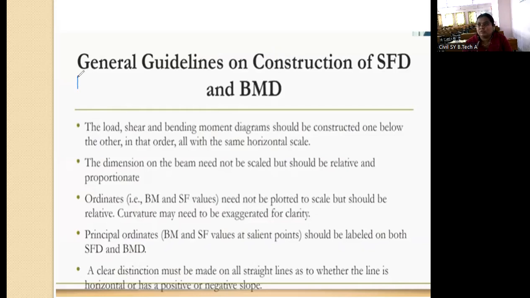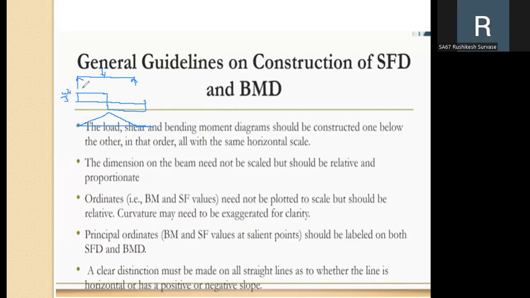Suppose we have drawn this beam. A central point load is applied here, and the shear force diagram is likewise, and the bending moment diagram is likewise here. So the ordinates, that is bending moment and shear force values, need not be plotted to scale. Suppose here WL by 3. So without scale, but at least we have to draw proportionate.